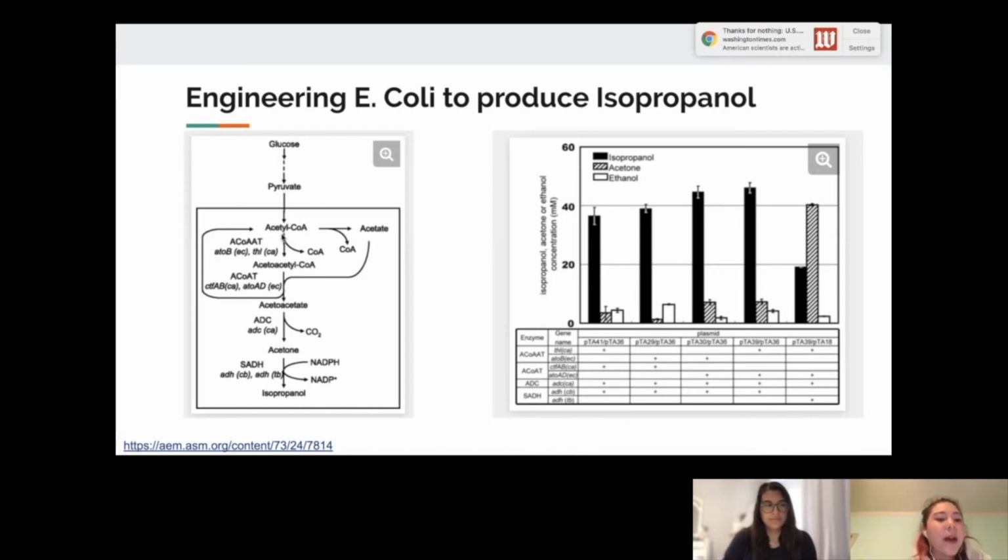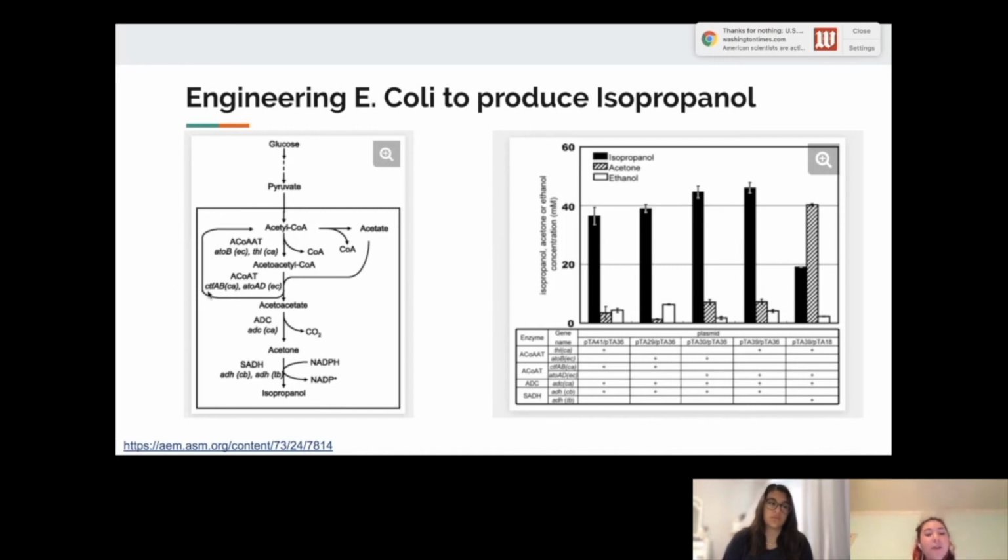Once you get down to acetyl-CoA, the next step produces acetoacetyl-CoA, and you can see that there are two choices for the gene that enables this change to happen. The first one is ATOB, which is found naturally in E. coli, as indicated by the EC in parentheses next to it. The other gene that we can use is THL, which is naturally found in Clostridium A. So that's our first choice for which gene we want to use to convert acetyl-CoA to acetoacetyl-CoA.